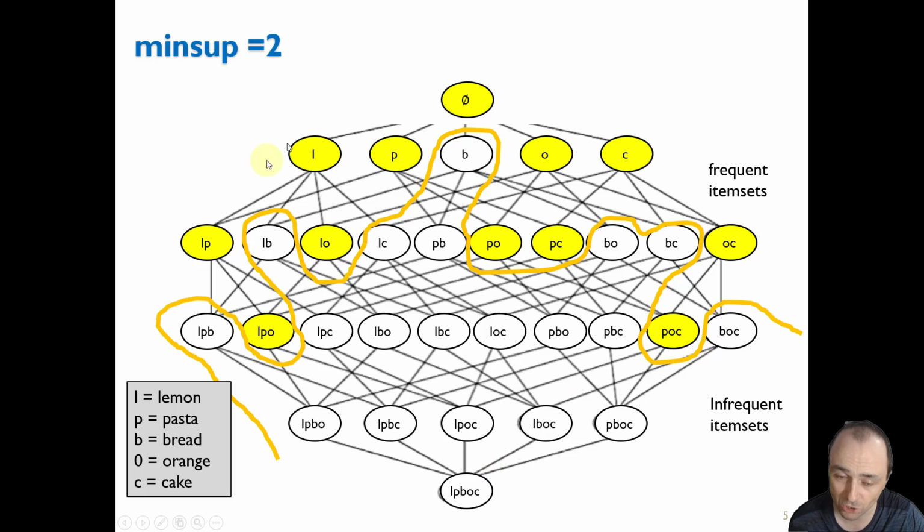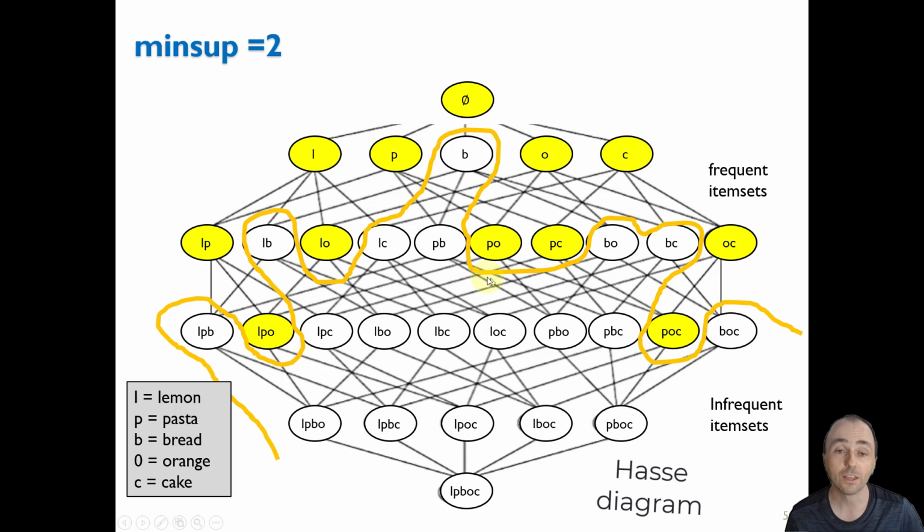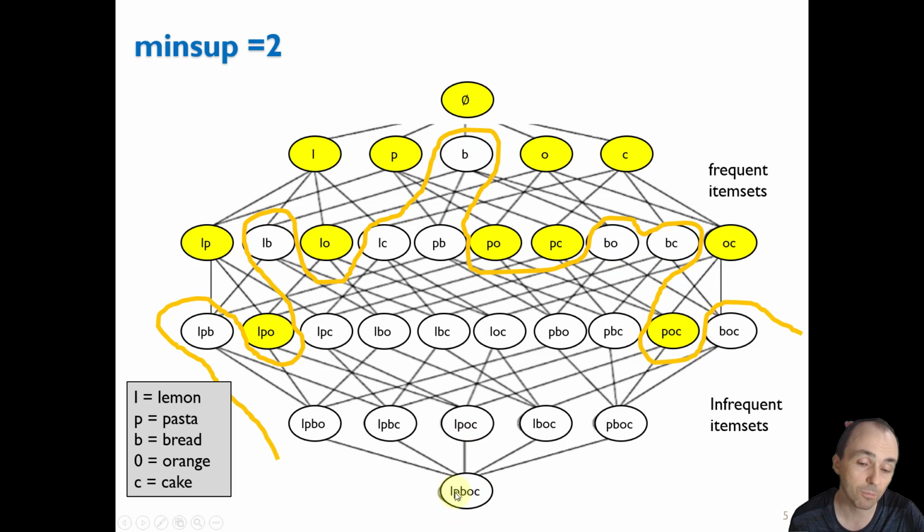So here in this picture, I draw a Hasse diagram, okay? It is a picture that shows all the combinations, all the sets of items that some people could buy in the store, okay? So first on top, you have the empty set, meaning you buy nothing. Then you have lemon, pasta, bread, orange, and cake. Then two items like lemon pasta, lemon bread, lemon orange, lemon cake, and so on, okay? And finally, at the bottom, you buy all the items together.